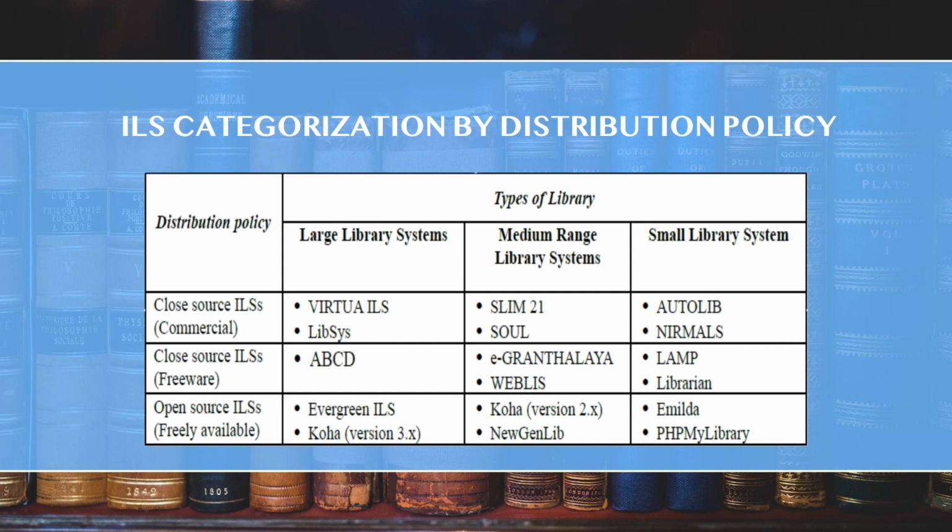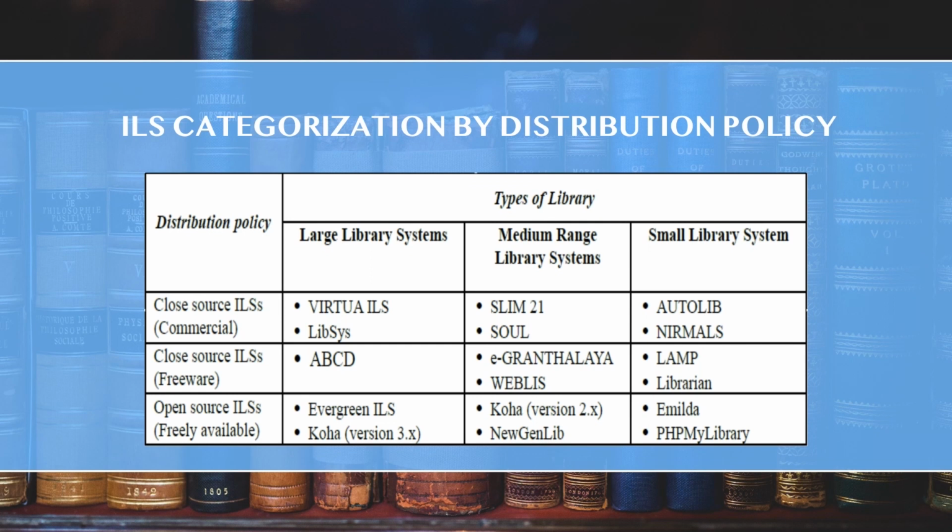So you see here, if we go by the cross section of this particular cell, large scale libraries which are using closed source commercial ILSs have two available: Virtua ILS and another ILS. Virtua originated from a foreign company called Virginia Tech. So this is called VTLS, Virginia Tech Library System, headed by an Indian, Dr.